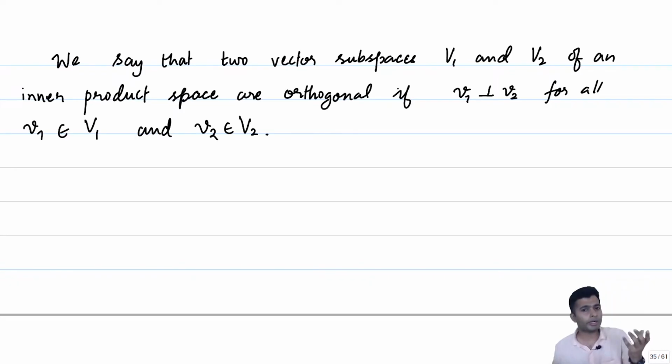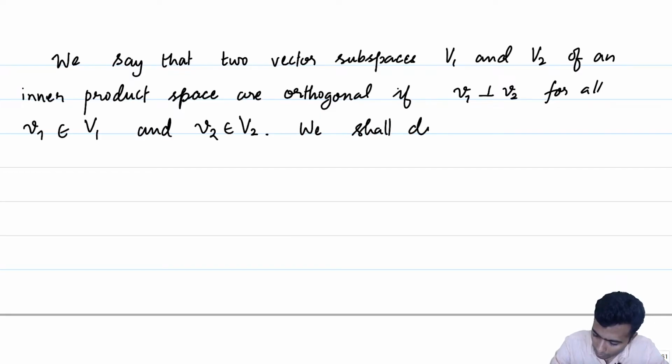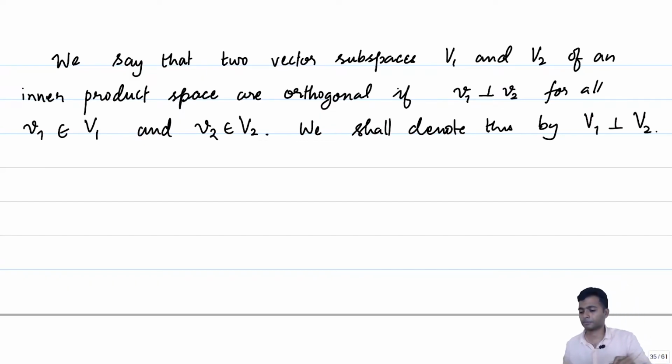So if you take any arbitrary element in capital V1 and any arbitrary element in capital V2, and if they happen to be orthogonal to each other in every such instance, then we say that the subspace V1 is orthogonal to the subspace V2. We shall denote this by capital V1 orthogonal to capital V2.